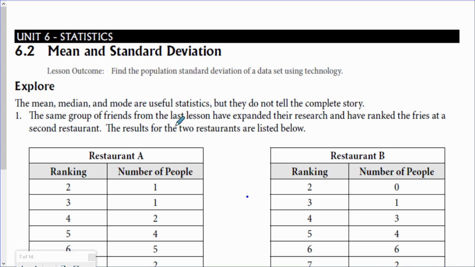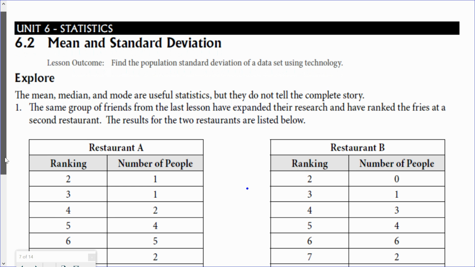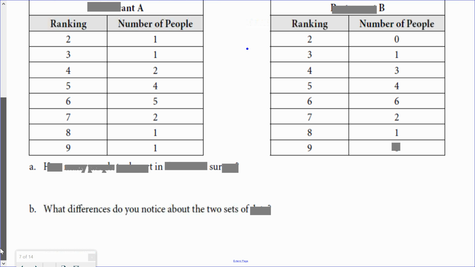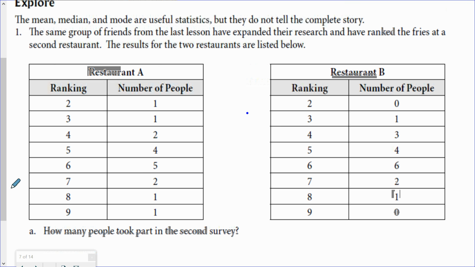This is at the bottom, it says page 12 if you're not with us. So the mean and standard deviation. This is just applying some of that stuff that we learned on the other page about what standard deviation is and how it's represented. So we have our group of 17 friends from last day that were ranking fries. Whatever we called restaurant A, did we call restaurant A McDonald's? I don't remember. But now they have a second restaurant, restaurant B, that they're ranking.